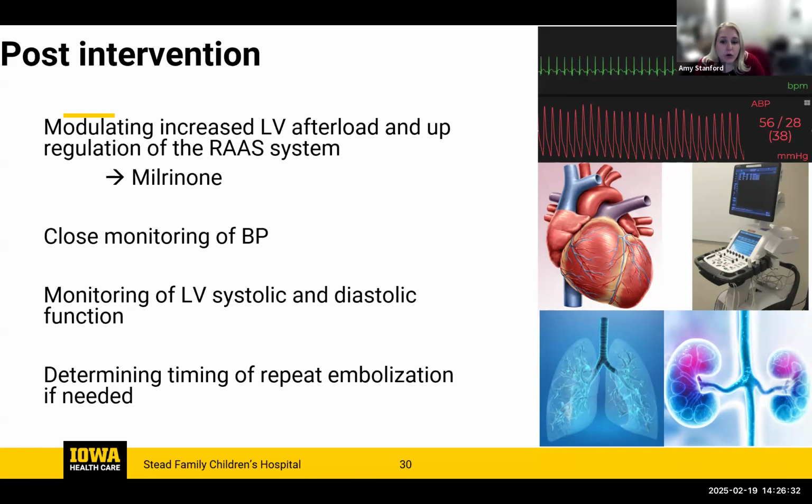And once the baby has come back from the IR suite, like I said, we'll perform a repeat T&E and continue to follow those echo markers, at least usually daily, monitoring how the LV is coping with both systolic and diastolic function. And finally, we use T&E post-intervention to help determine the timing of repeat embolization if it is needed.